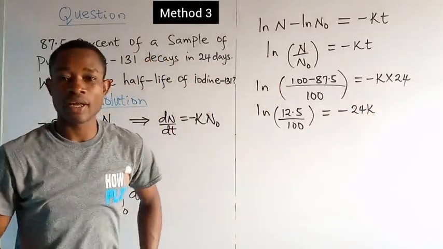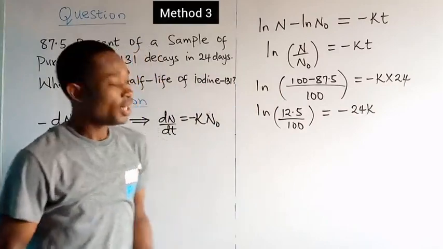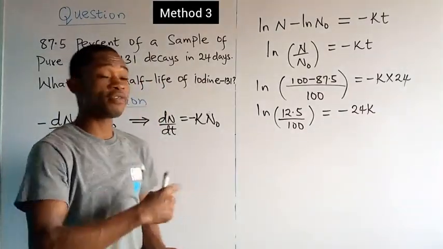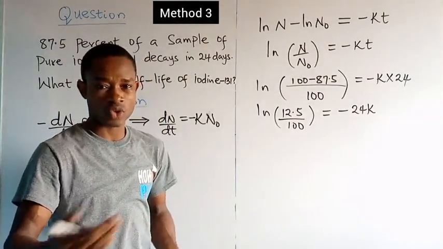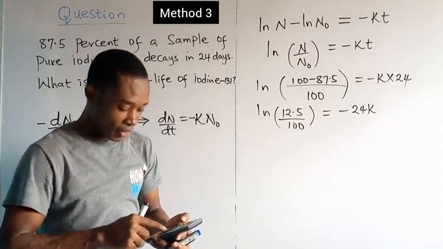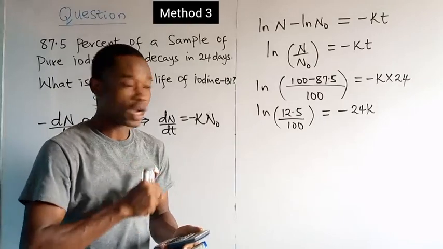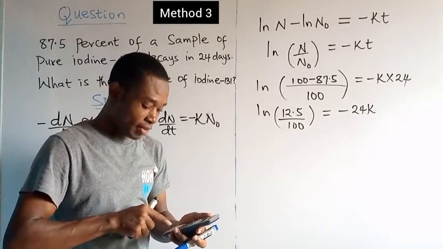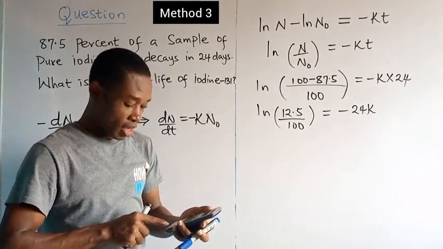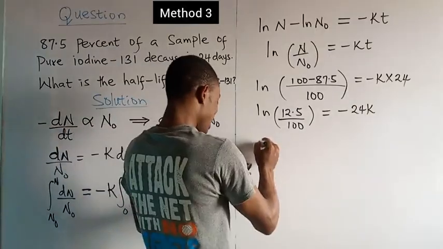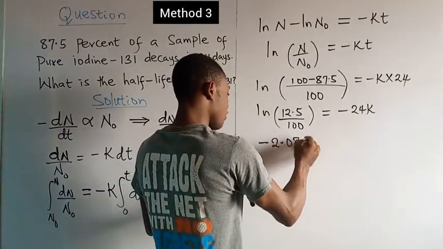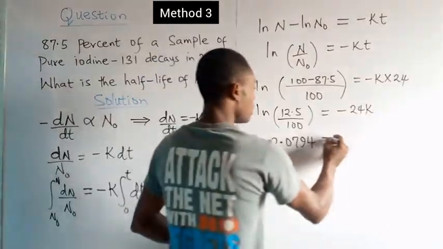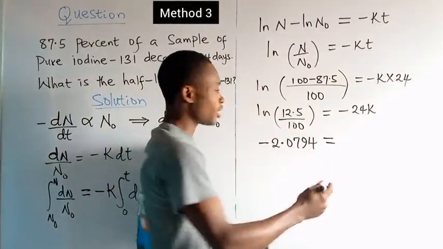Please get your calculator now. Like I told you, let us evaluate ln 12.5 over 100. If you like, you can press 12.5 over 100, get it in decimal. That should be 0.125. However you want to do that. So I reach out for my ln key. It's there on your calculator. Now it's going to be 12.5 divided by 100. Okay, and this gave me negative 2.0794. I'm solving in 4 decimal places for good level of accuracy.